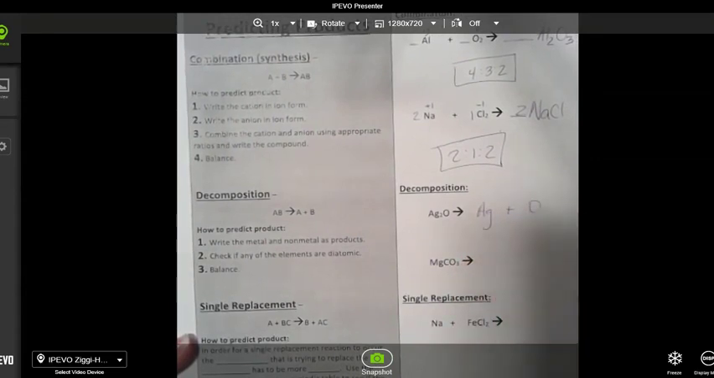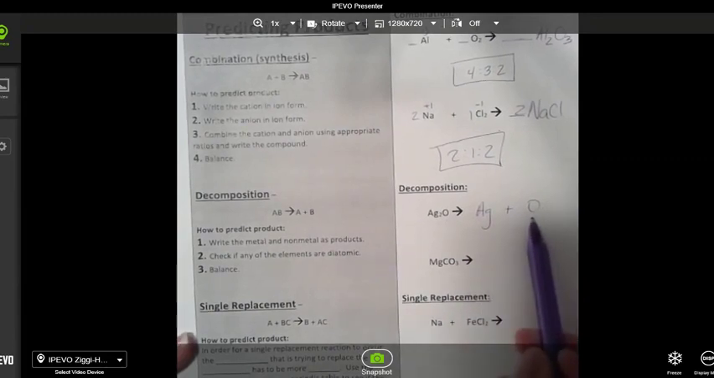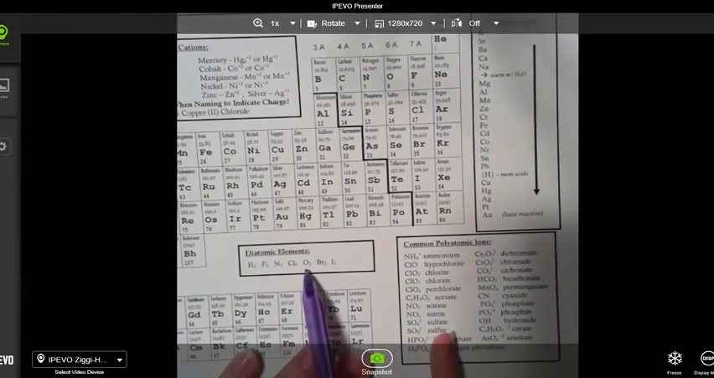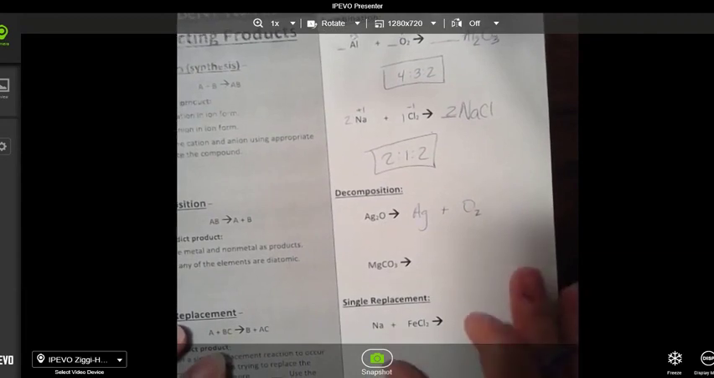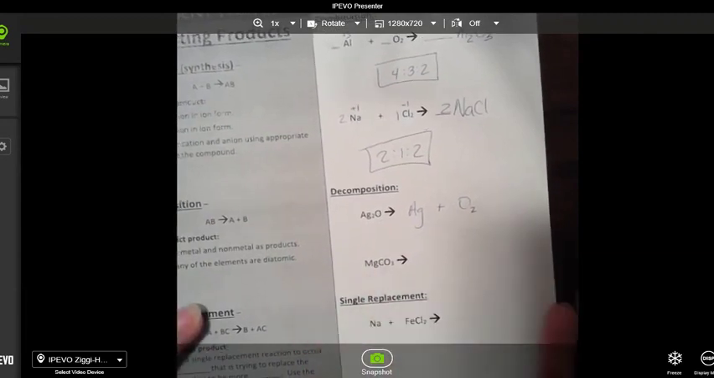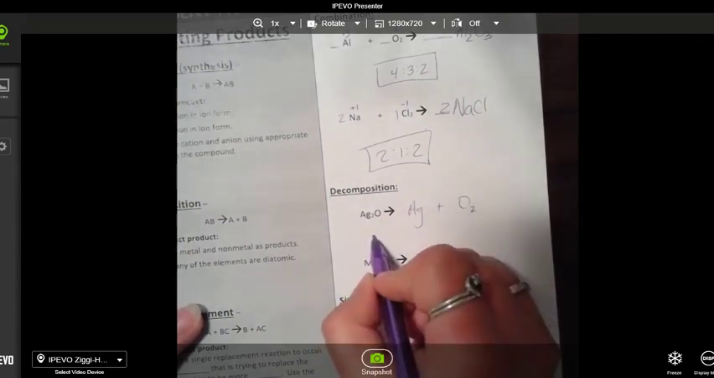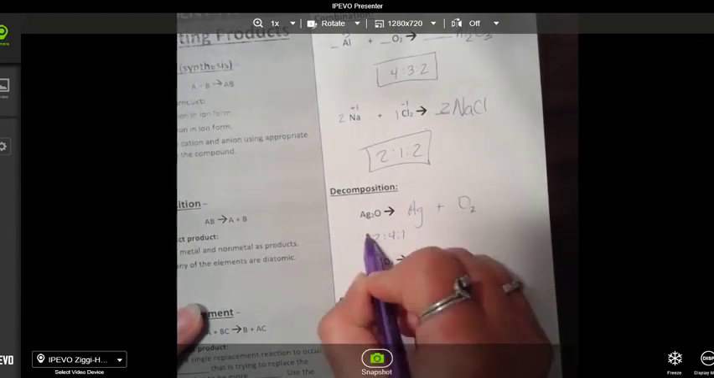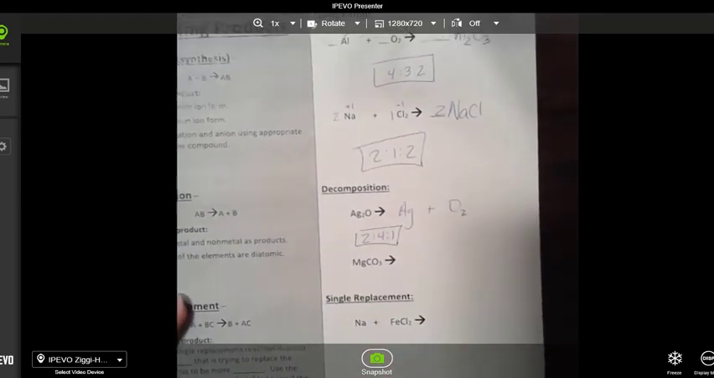plus oxygen. Okay, here's my metal, here's my nonmetal, but can I leave the nonmetal oxygen as just an O? No, I can't, because if you remember, oxygen is a diatomic and can never be just one by itself. It always has to have a partner of some kind. So this becomes Ag plus O2. Now when I balance this, I'm going to find it isn't balanced. So my ratio is going to end up being 2 to 4 to 1 when I do my inventory and then balance. But like I said, I'm not going to waste time doing that.